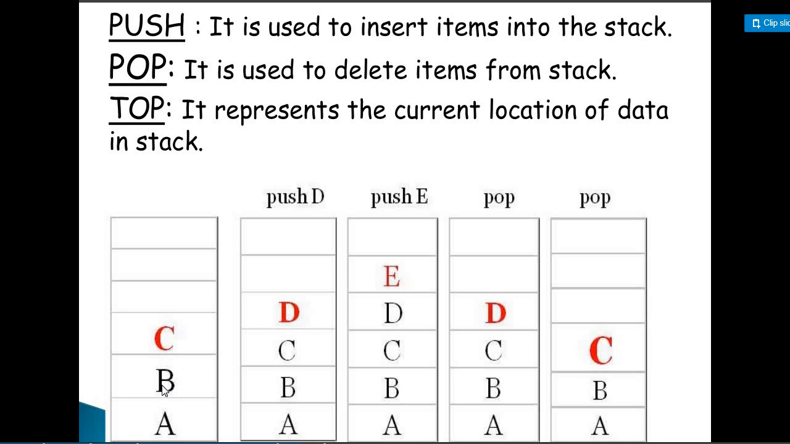You can see the first column here. There are three elements A, B and C, right? So C is at the top position, so you can say this is the top position from where you have to add and from where you have to delete. Now in the next column, we are inserting the new element, that is D. So we are pushing D here. It will always be added at the top position, that is after C. Then if you want to push any new element, E, it will be added after this D.